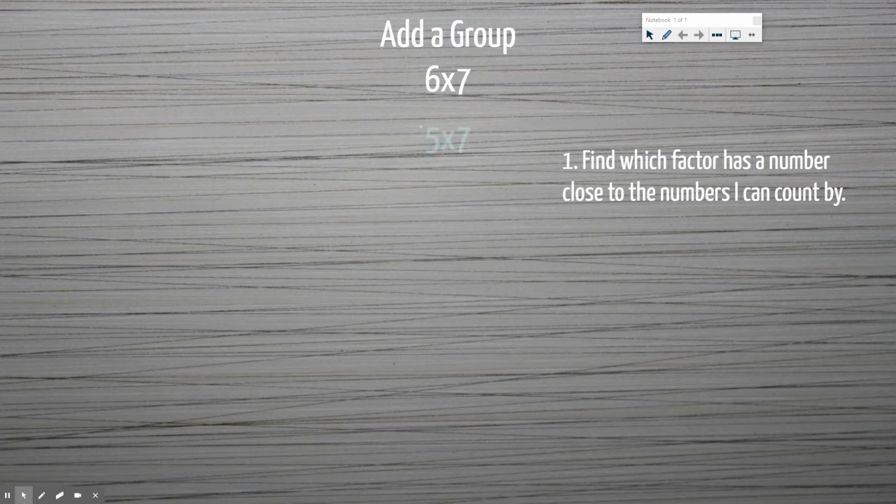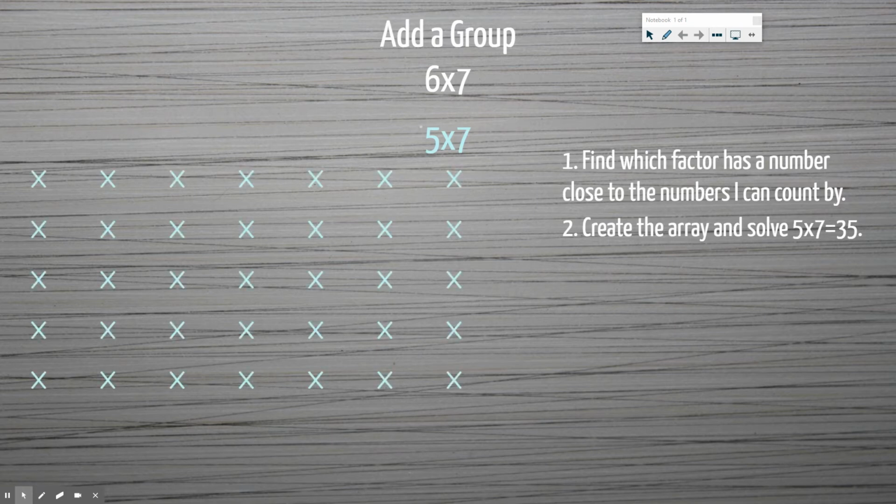I'm going to change the 6 to 5 times 7. So instead of having 6 groups of 7, I'm going to have 5 groups of 7. Next, I'm going to create that array and solve that 5 times 7 is 35. So I have my array of 5 rows with 7 in each, and that equals 35.